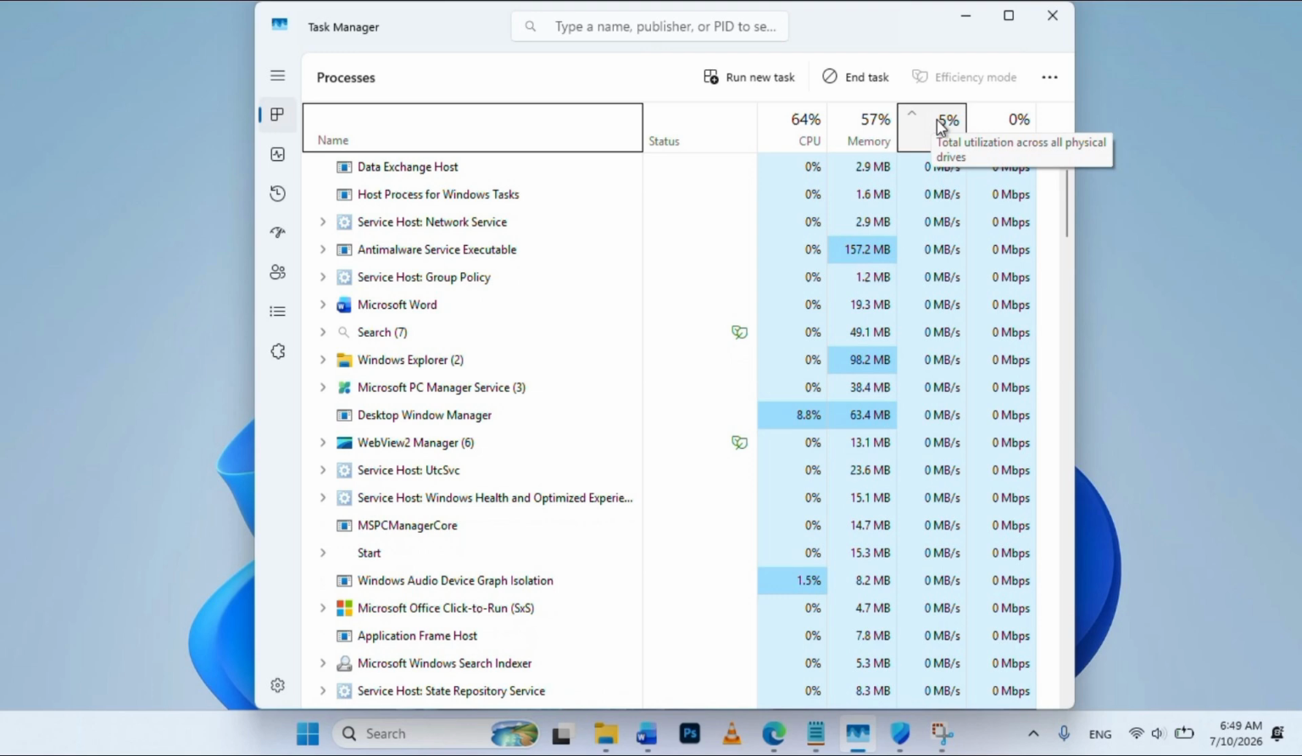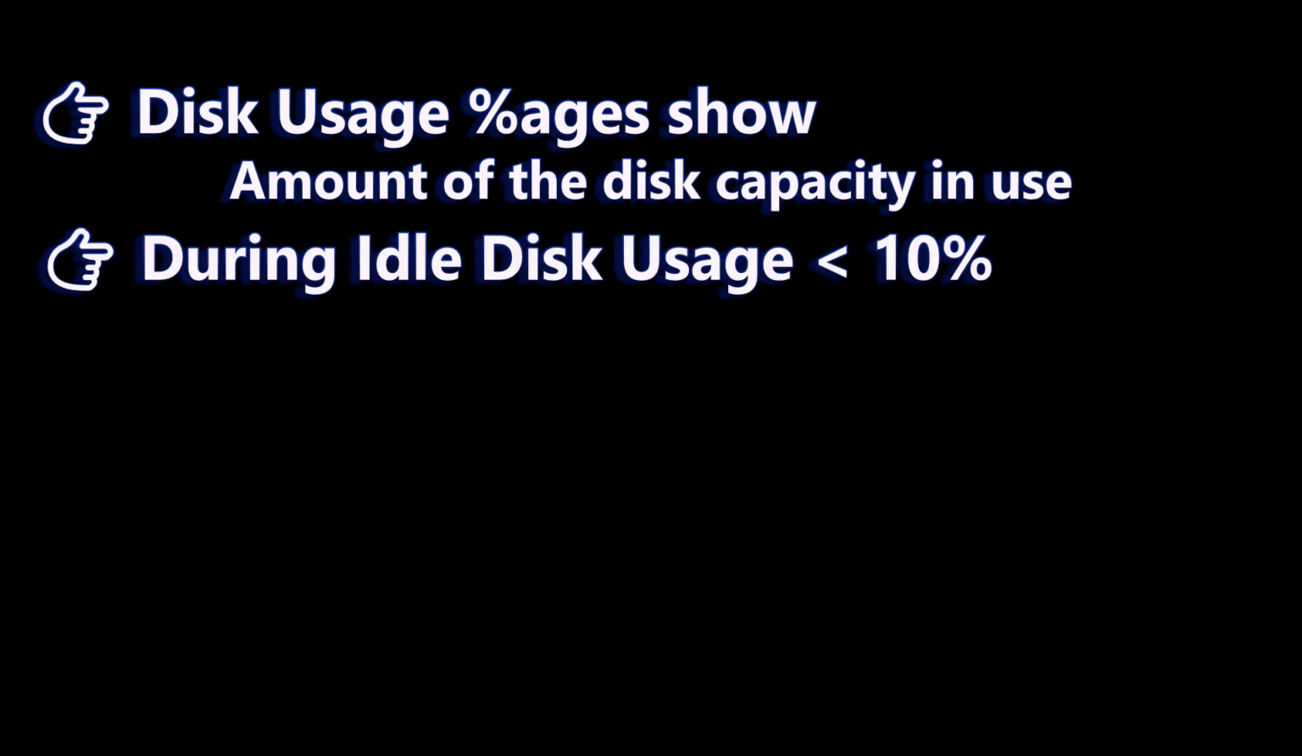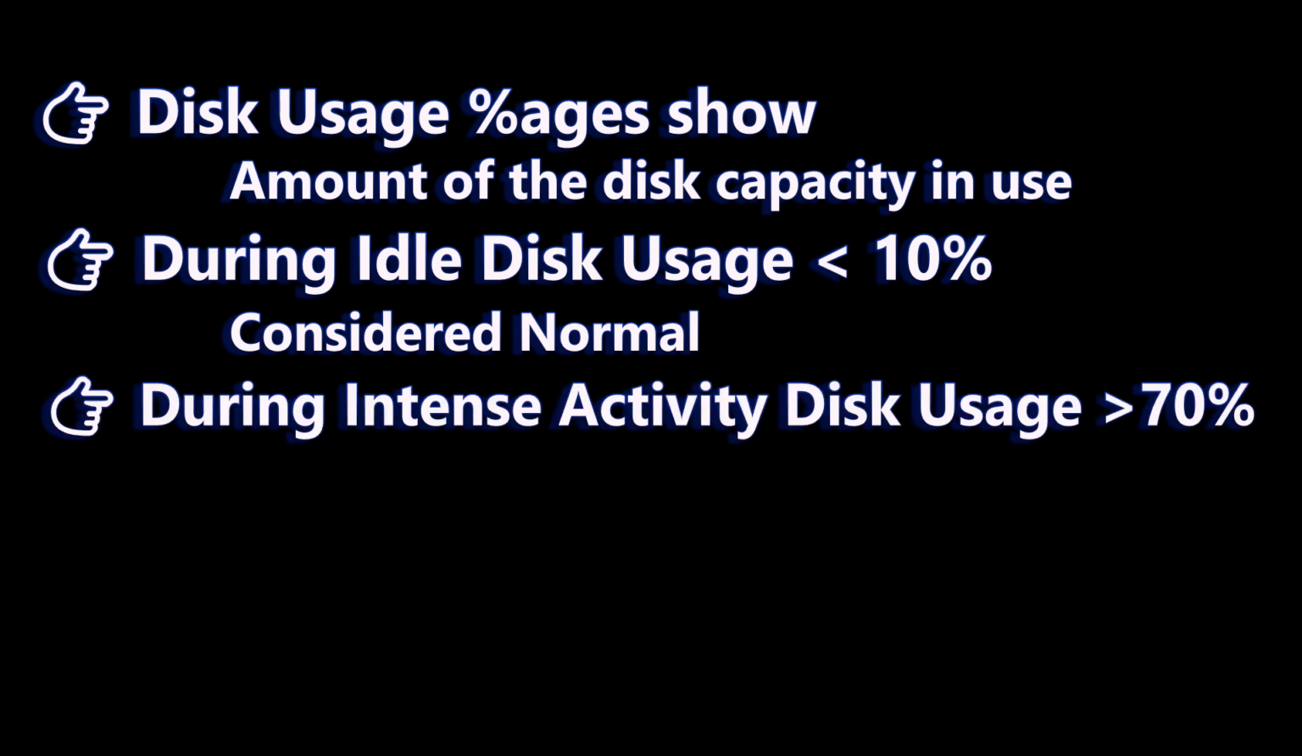Disk usage percentage shows how much of the drive's capacity is currently being used. During idle times, disk usage is less than 10%, and this is considered normal. During intense activity, it may go to 70% or even higher till that task is completed.